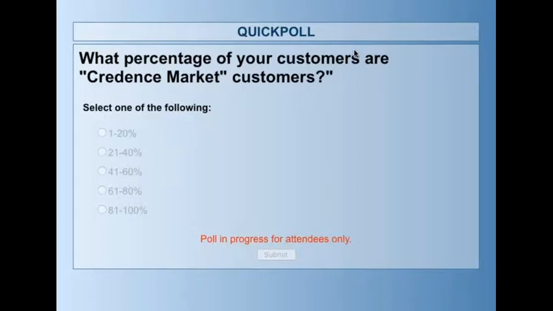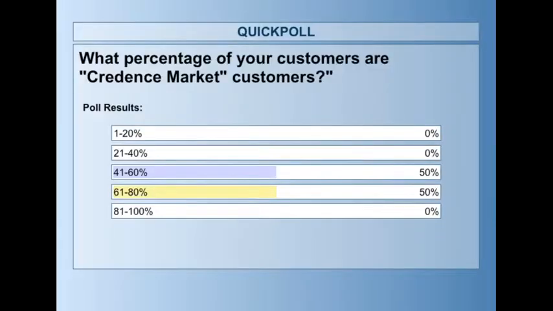Great, and that's where most people are landing there. That fits nicely with the other two estimates. So for the most part, the majority of your customers are looking for credence in their product, which is a good thing to know and a good thing to recognize.